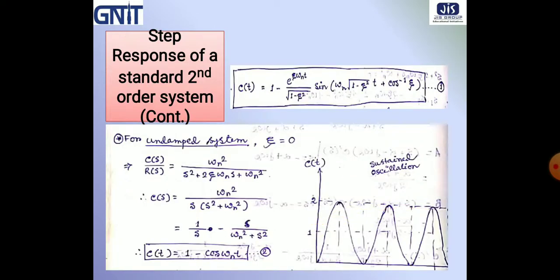Now if we consider the undamped case, that means zeta is equal to 0, then the step response will be like this, and the graph will be like this. This is the step response of a second order undamped system. So this is called sustained oscillation. That means there exists an oscillation.